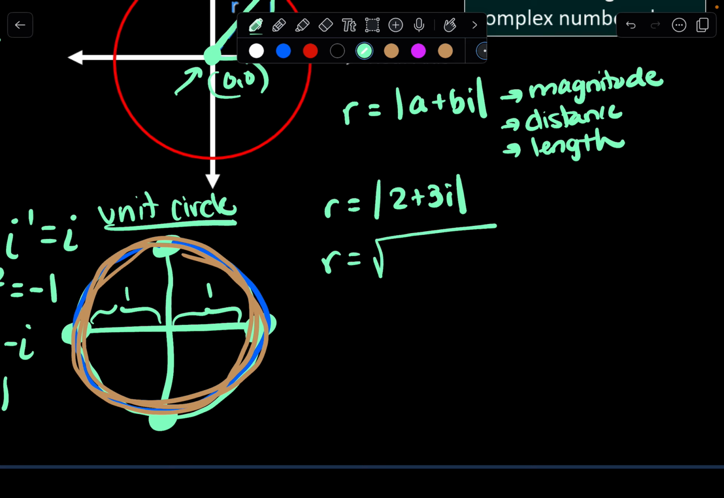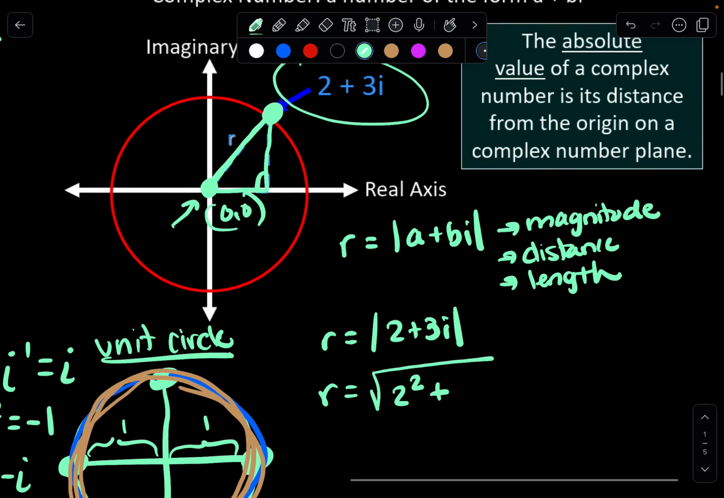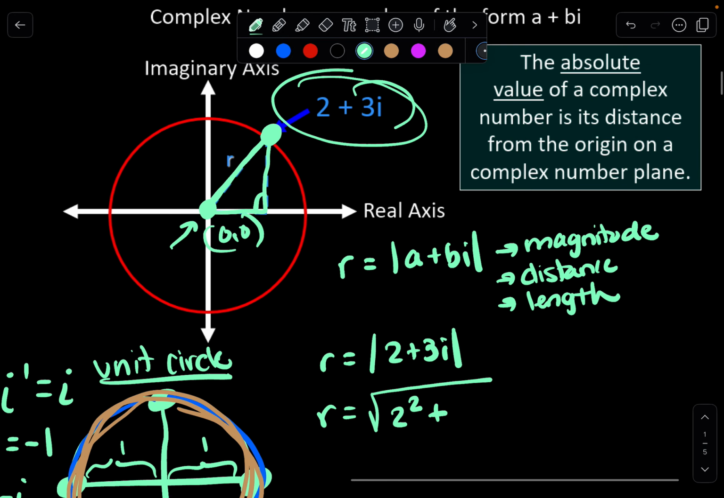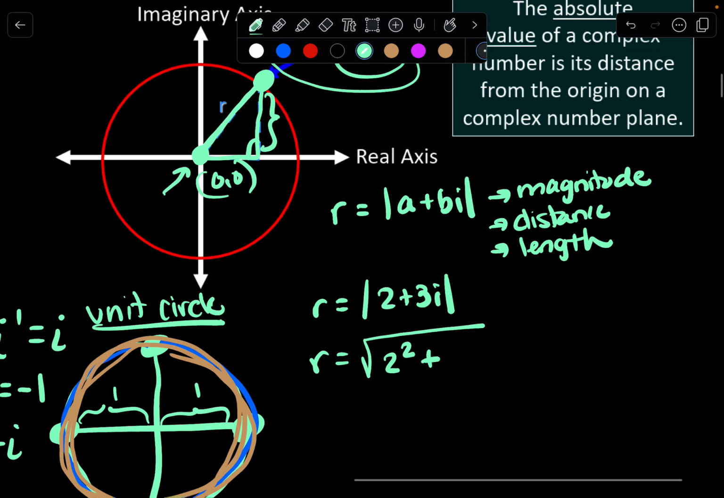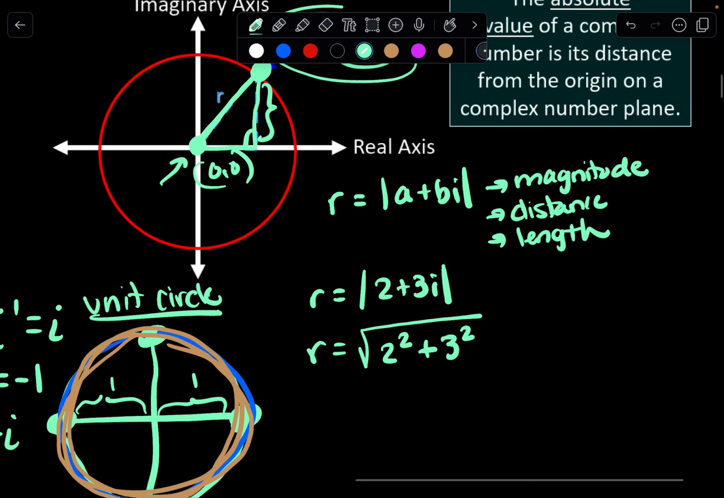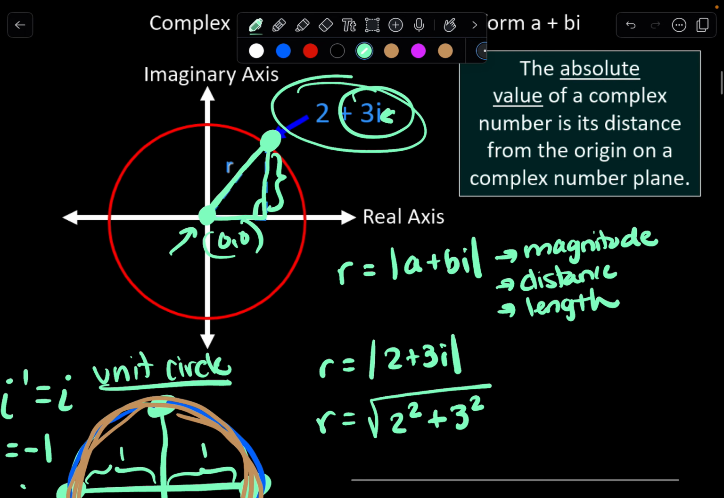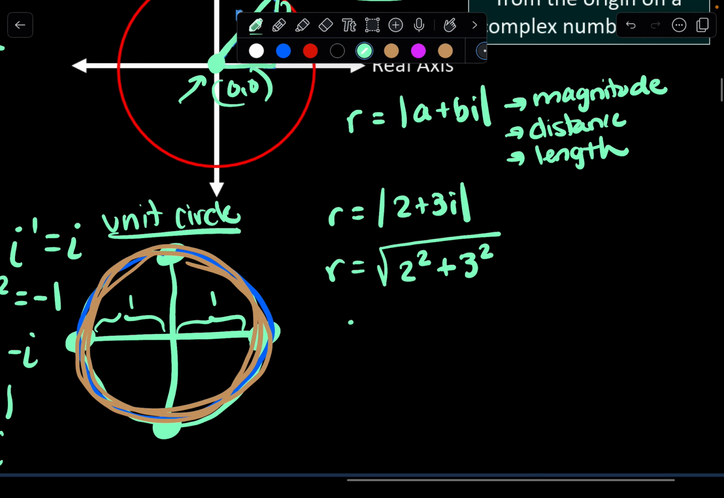Okay, so we can plug it into the Pythagorean theorem. The horizontal value is 2 squared, and then the vertical value is 3. Now we're in the complex plane. I know that it's 3i, but that i is just to specify that that is the imaginary component. The actual length of that, or the distance traveled, is just 3. So we do not include the i inside of our Pythagorean theorem. And we get a radius of root 13.